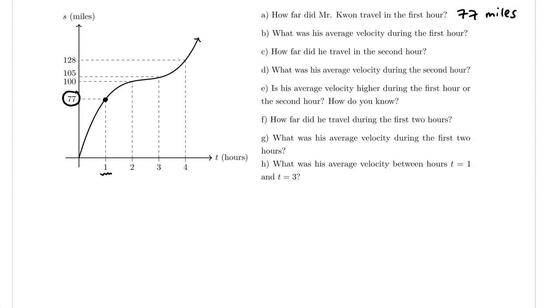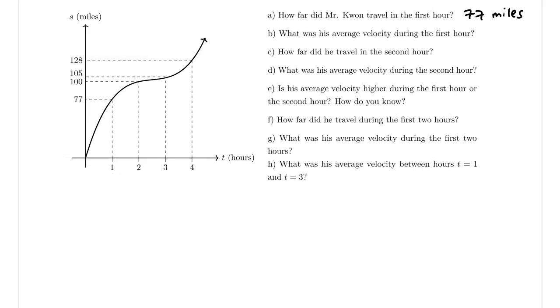Part B says, what was his average velocity during the first hour? So we are starting here, so I'm going to plot a couple of points or ordered pairs there. And this first point is the origin, 0, 0. And again, this point here is 1, 77. And if I connect those with a line segment like that, then essentially what we're doing to calculate the average velocity is we are finding the slope of that line segment.